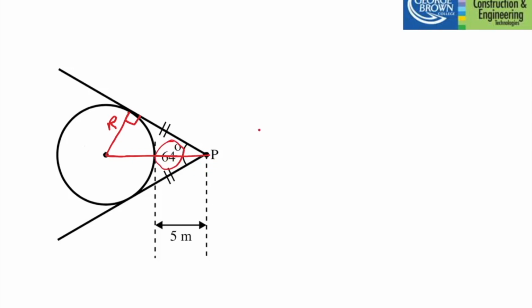So let's take a look in terms of the actual calculation here. So we have a right angle triangle. This is R.